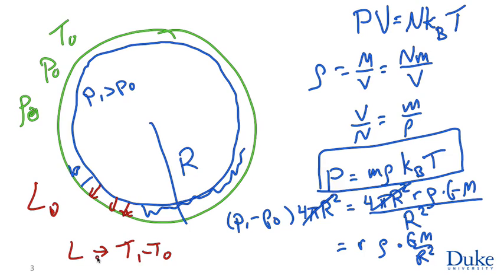If it's convection, I need to use the convection properties of the fluid. If it's radiation diffusion, the radiation diffusion properties, conductive properties. But if I know the luminosity, I can figure out T1 minus T0. So this allows me, starting with T0, to figure out T1. And then I use this equation to figure out P1. And then I use this equation to figure out rho 1.